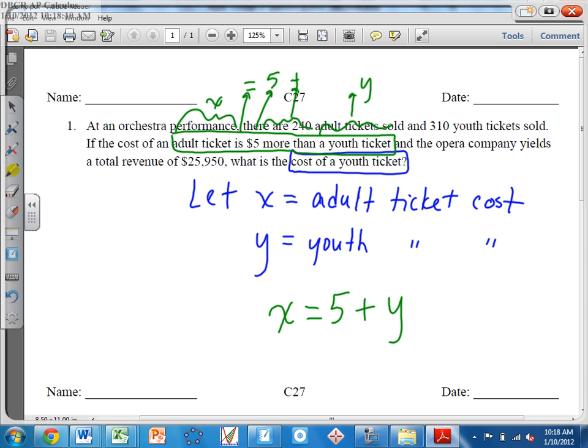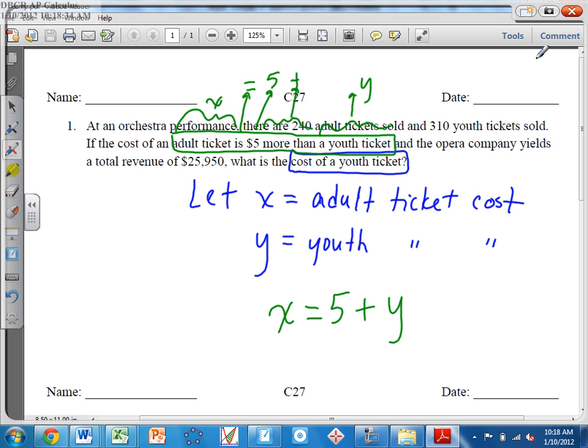And I can read it back to myself. Try it. X, well, that's adult ticket cost. So this tells me adult ticket cost is 5 more than a youth ticket cost. It makes sense. It's logical. If you read the equation back and don't use variables, but use words instead, you should get back what was in that green box there. That was the first equation.